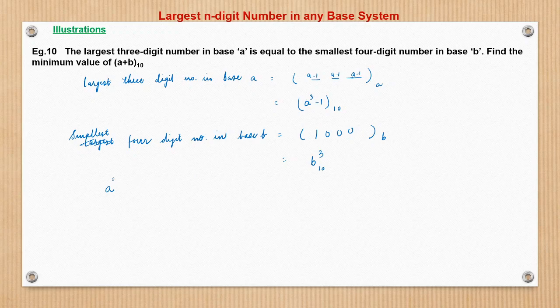So A cubed minus 1 is equal to B cubed. Therefore, we can write A cubed minus B cubed is equal to 1. We have to solve this equation.